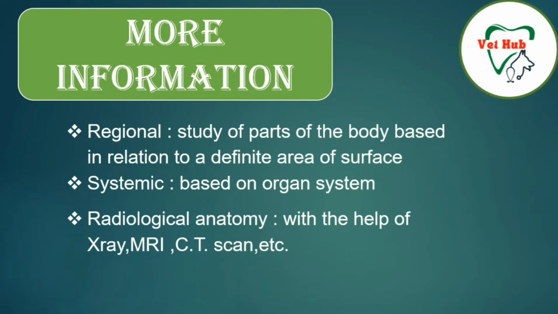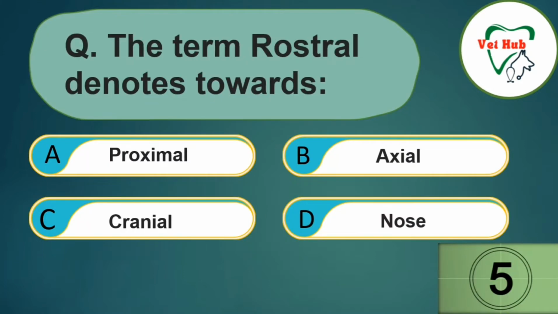And the third question is, the term rostral denotes towards. And the options are option number A, proximal, option number B, axial, option number C, cranial, and option number D, nose. Your time begins.